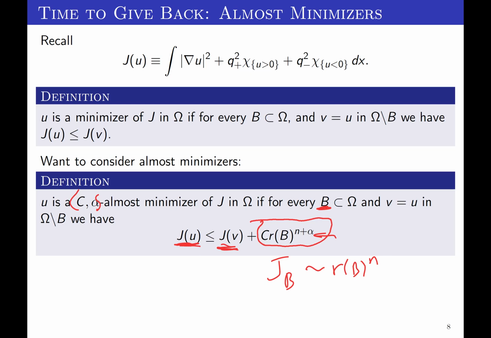Right? Of course, it's important that it's the same C and the same alpha for every ball and for every competitor. So this little error here can represent a lot of things. It could represent an error that you make in your measurement. It could represent a functional with lower order terms. These things show up a lot.